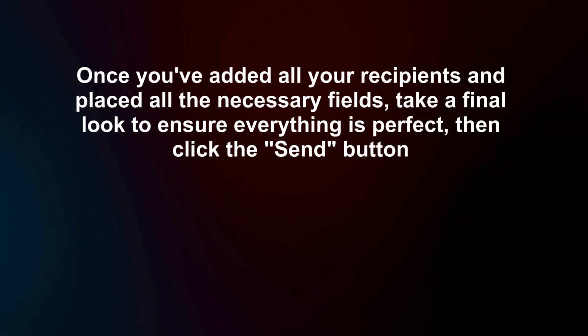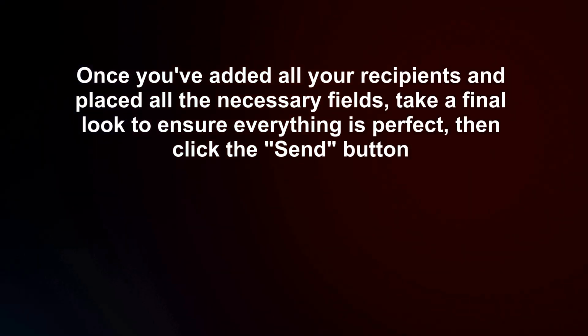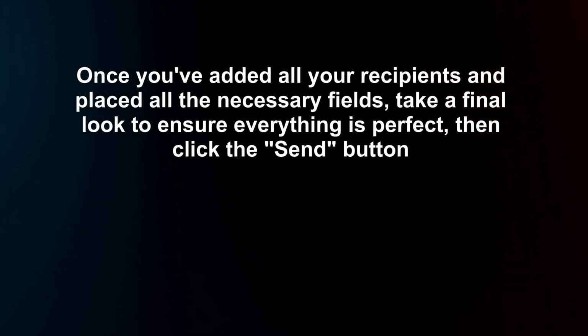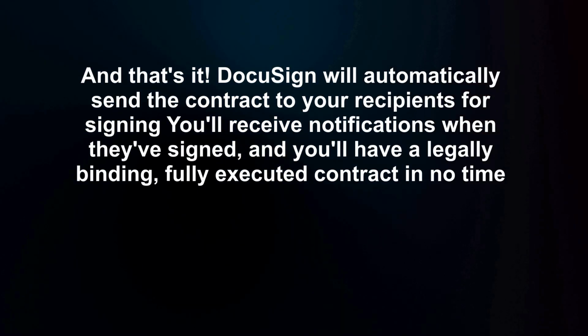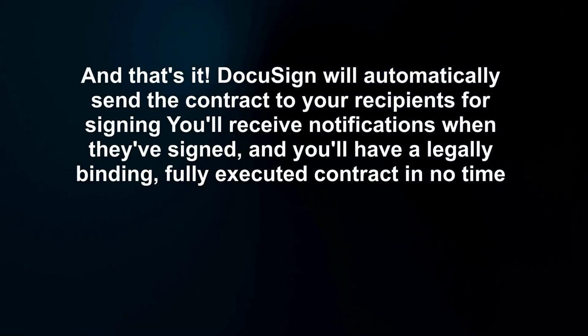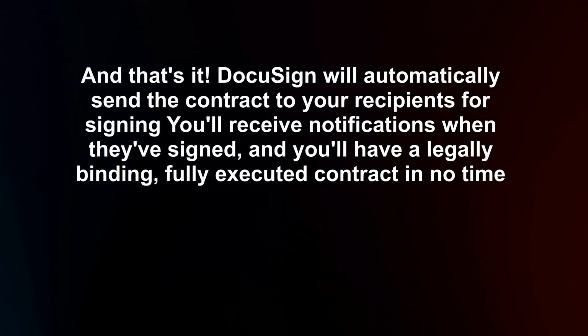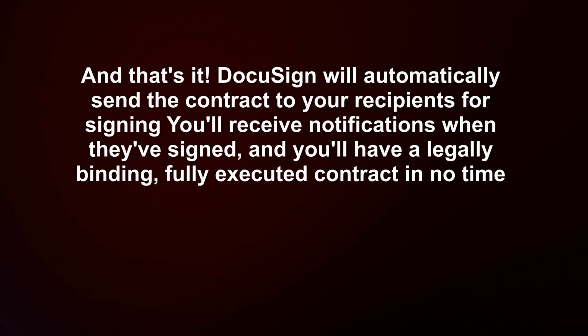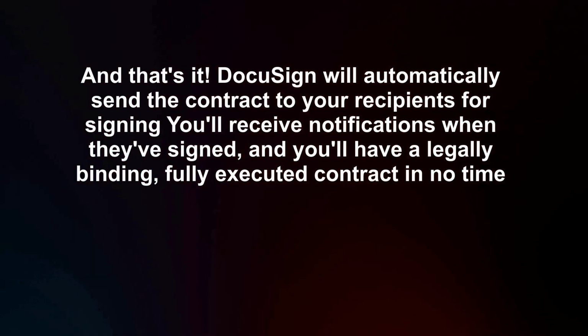Once you've added all your recipients and placed all the necessary fields, take a final look to ensure everything is perfect, then click the Send button. And that's it. Docusign will automatically send the contract to your recipients for signing. You'll receive notifications when they've signed, and you'll have a legally binding, fully executed contract in no time.